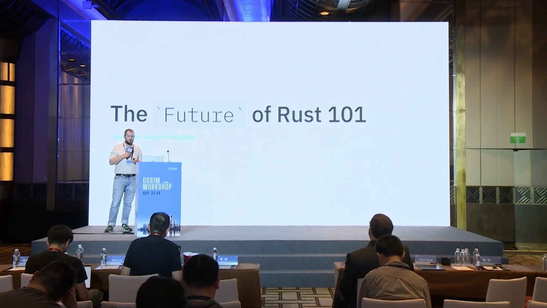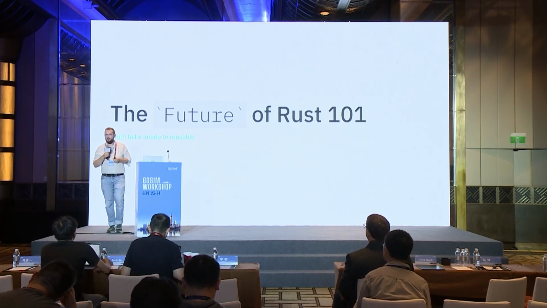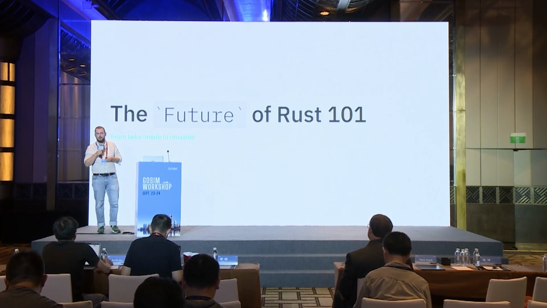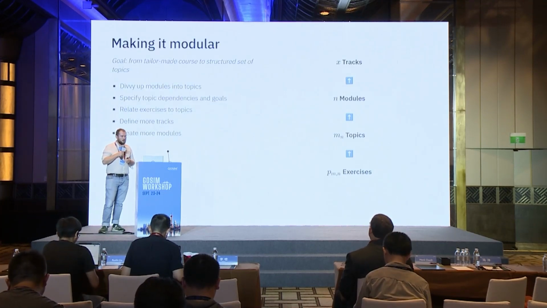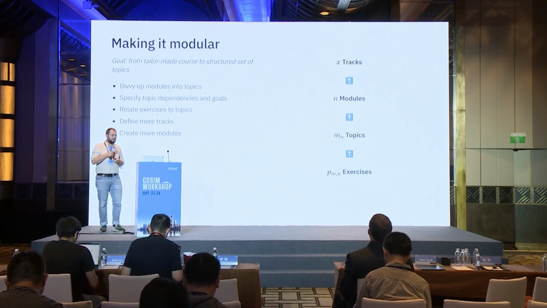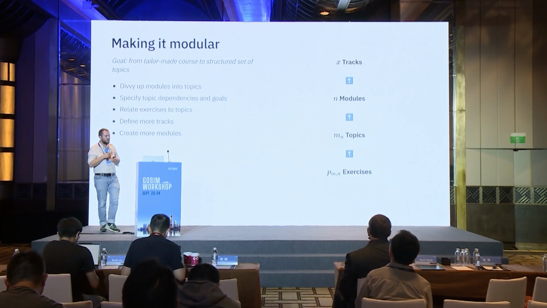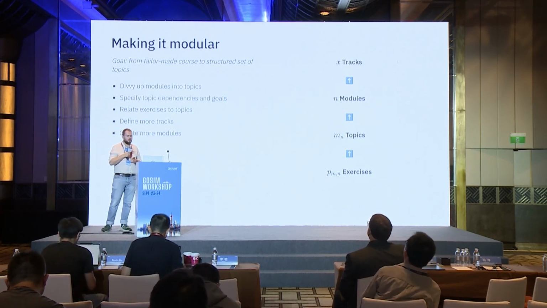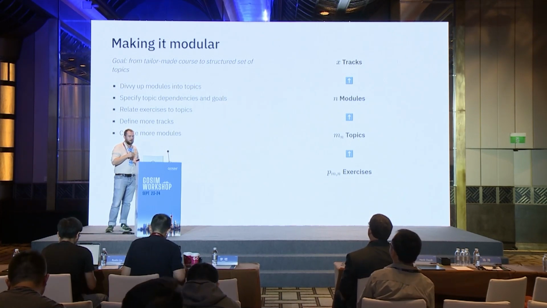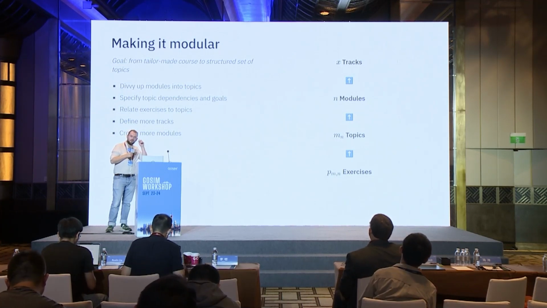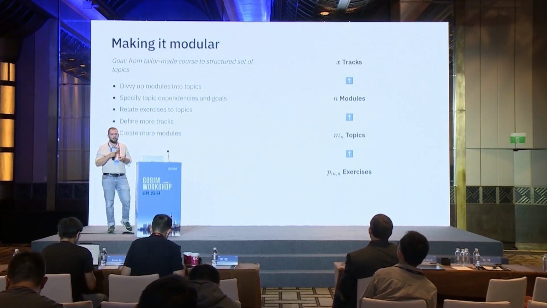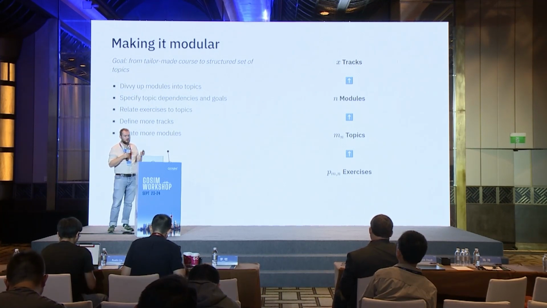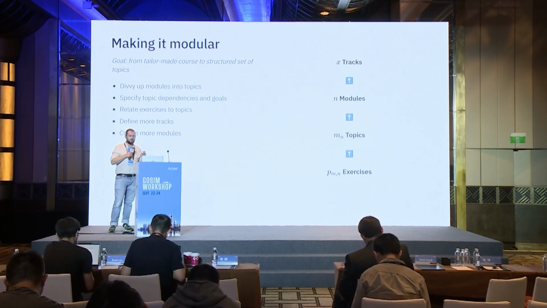So let me tell you a bit about the future of Rust 101. We currently have a tailor-made course, and how do we actually make this a living project that people can reuse? So the first step is making it modular. We want to make it from a tailor-made course to a structured set of topics. That means dividing the modules up into topics, and for each topic specifying the dependencies and goals. So if you have a certain topic and you want to assume that other knowledge is there, so you want to require some knowledge, then you should be able to do so.